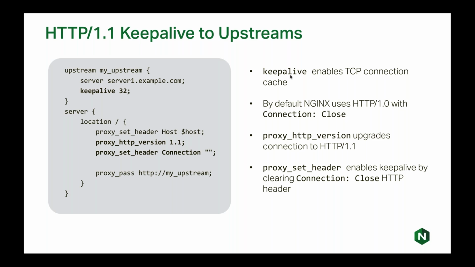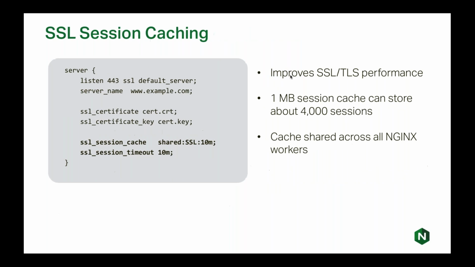on your upstream group, which is going to enable a TCP connection cache. In this case, we're going to have 32 TCP connections open. And then we're going to upgrade the connection to 1.1 using proxy HTTP version. And then we're going to clear the connection header, the connection close, by using proxy set header. So now once we've done that, we have Keepalive connections to upstreams, or your load balancing pool if you're coming from the F5 world. So that will improve performance for you.